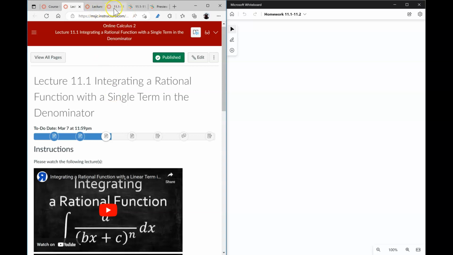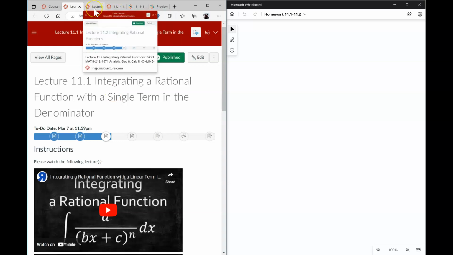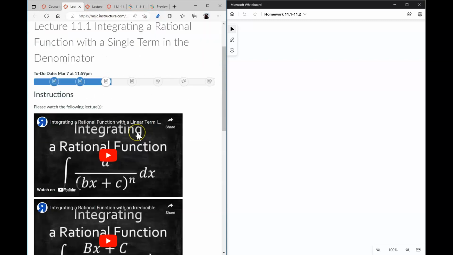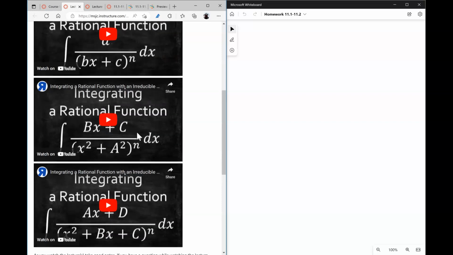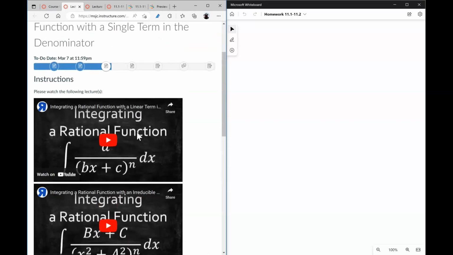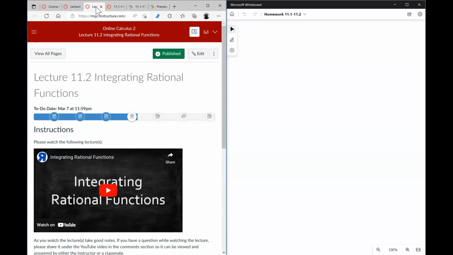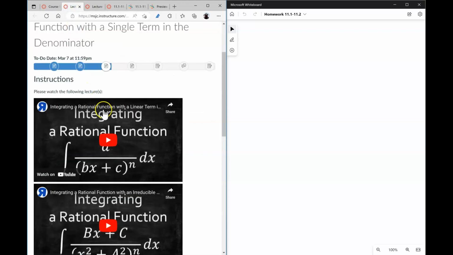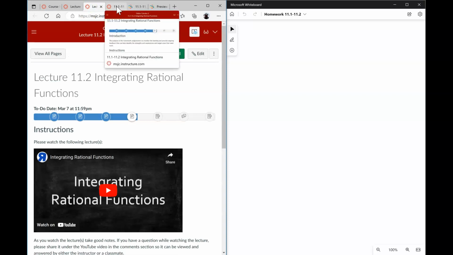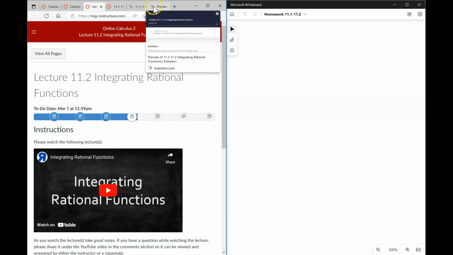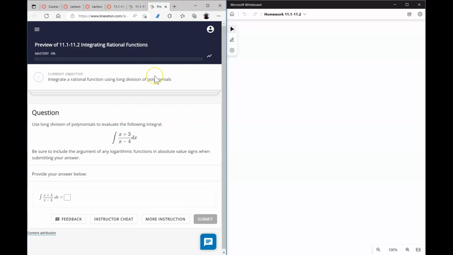And the topic is integrating rational functions, and the idea is very, very simple. We're going to build a library of what we would call basic integrals of rational functions, and then we're going to use the partial fraction decomposition to decompose a rational function into a sum or difference of basic rational functions, and then we're going to be using the knowledge of those basic rational functions to find the antiderivative. So that's the simple idea, and let's go ahead and jump right into the homework.